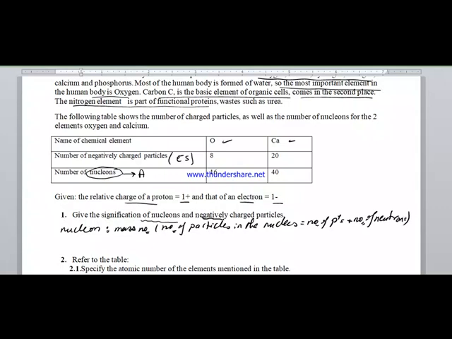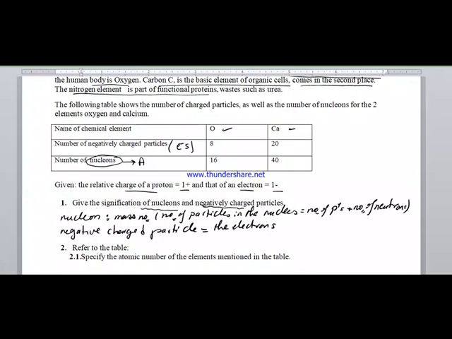And what is meant by the negative charged particles? The negative charged particles mean we have electrons, indicating the number of electrons. Refer to the table, answer the following questions.